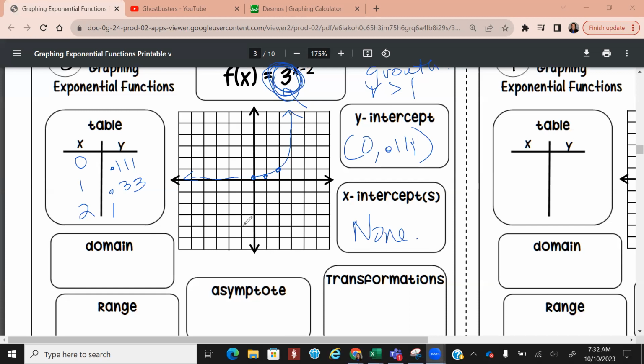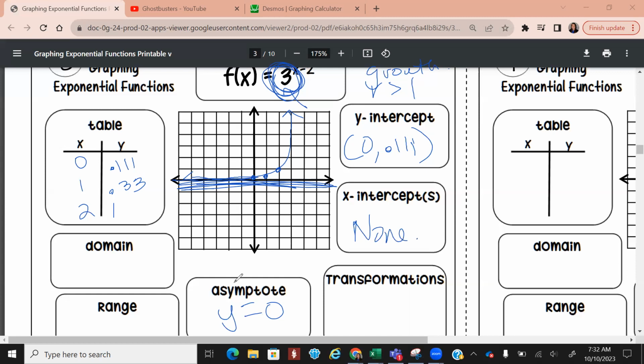There's no x-intercept. Now, is there an asymptote? Does it get really close but never touch something? Yeah? Where is that at? Y equals 0. With asymptotes, you have to write it as an equation. If you don't write it as an equation, it's wrong.